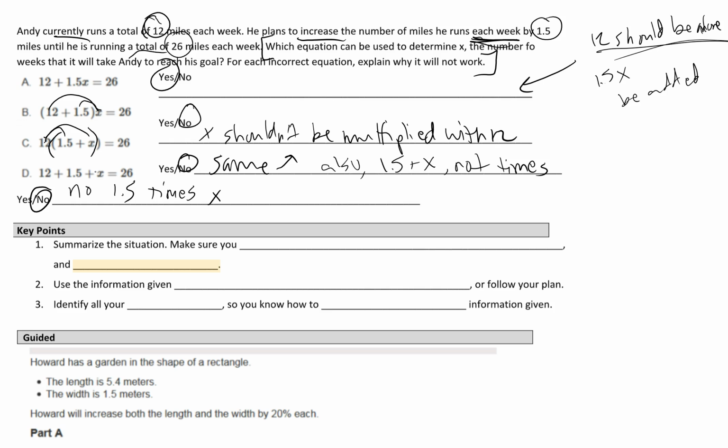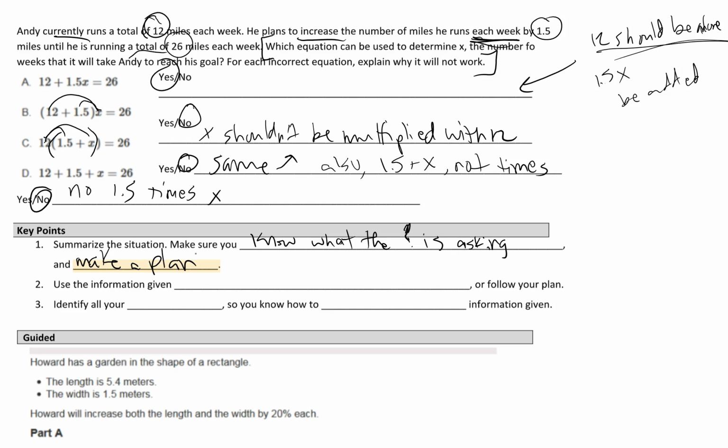Instead of having like steps, I just want you to, every time you come across a multiple part question or a word problem, read it and then summarize the situation. Make sure you know what the question is asking. That's a question mark. And make a plan.